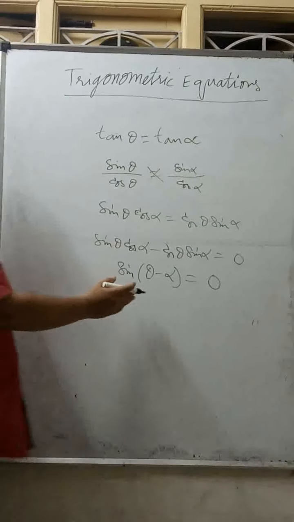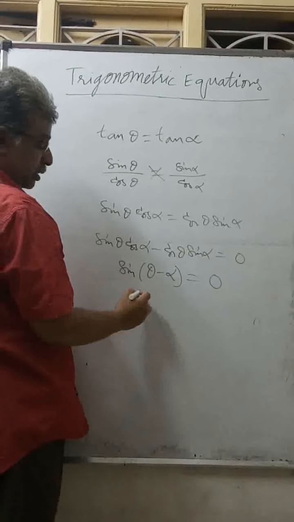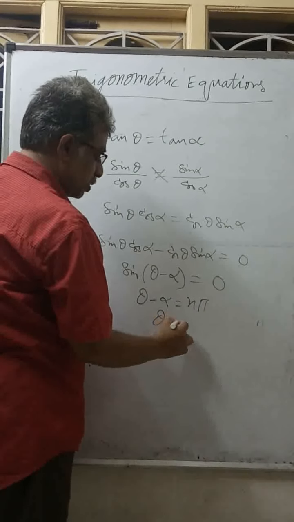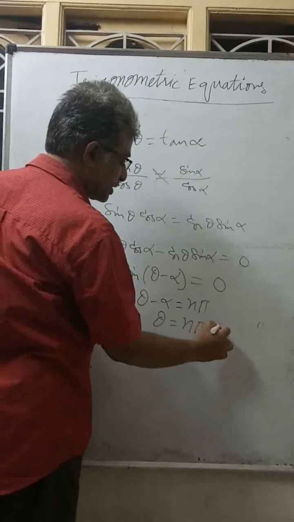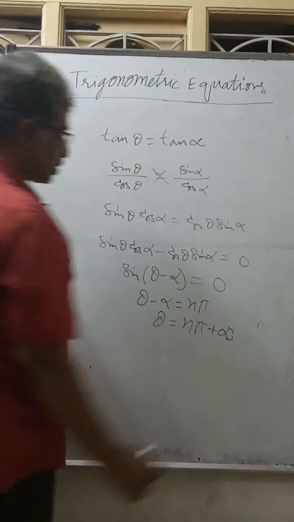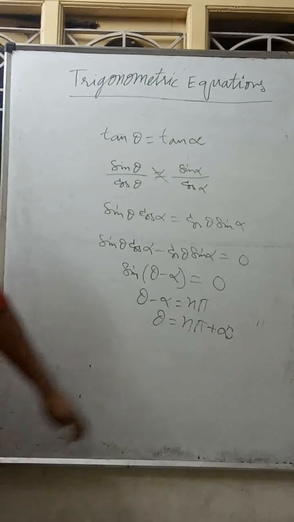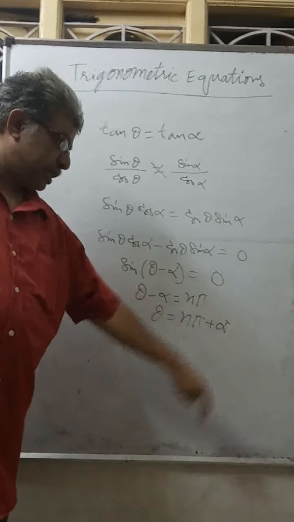Now we know the general solution of sin equal to 0 is n pi. So theta minus alpha equal to n pi, so theta equal to n pi plus alpha. So the general solution of tan is theta equal to n pi plus alpha.